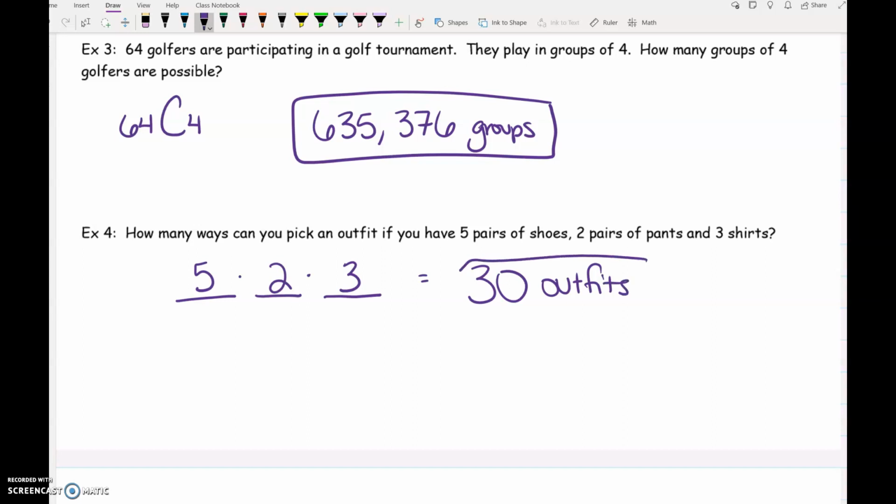Assuming, of course, that everything is color coordinating and it doesn't really matter which of those things you choose. That philosophy would not work in my closet.